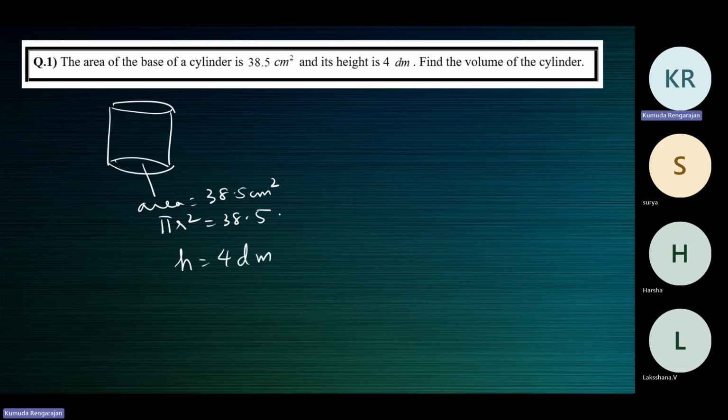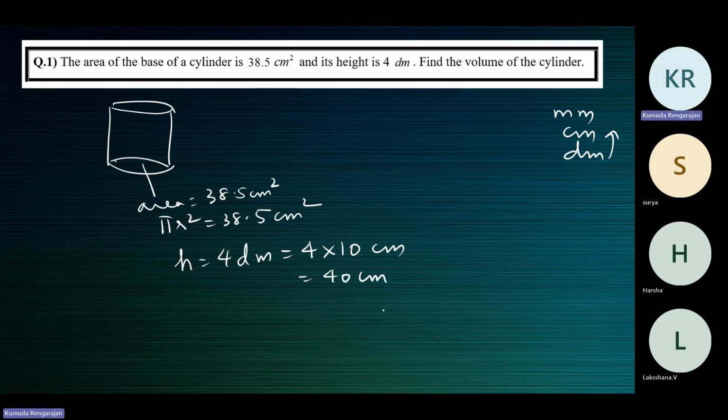Now see here, pi r square is in centimeter square, but height is given in decimeter. So we'll have to manage the units. We need to have it in the same unit. Find the volume of the cylinder. Millimeter, centimeter, decimeter. How do we convert decimeter to centimeter? We need to multiply by 10. So 4 decimeter means 4 into 10 centimeter, which is 40 centimeters.